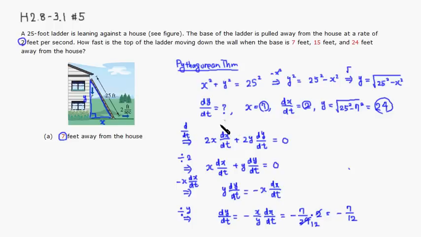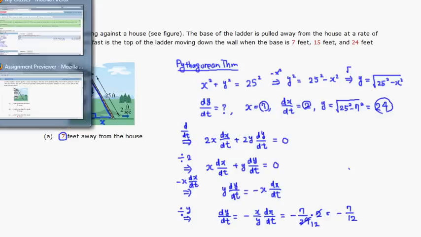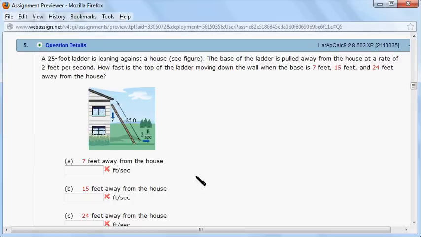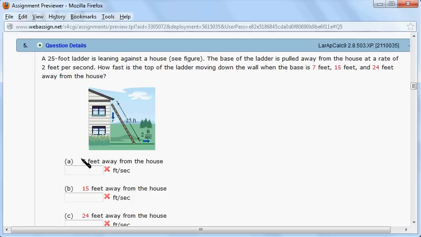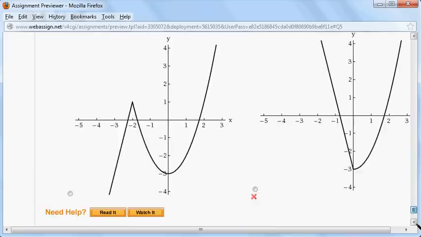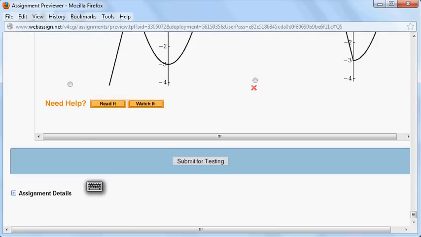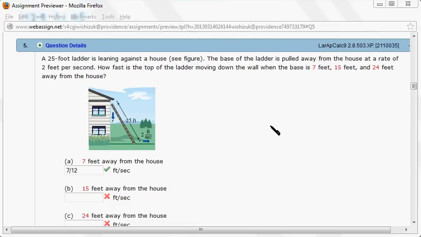Let's type it in to make sure it's the right answer. We want to type in how fast the top of the ladder is moving down, so we're going to put a positive value. It was 7 over 12, so type in 7 over 12 feet per second. Let's check the answer. Submit for testing. Okay, it came back, and it looks like we got part A correctly.